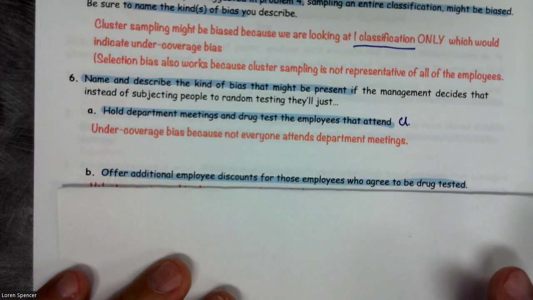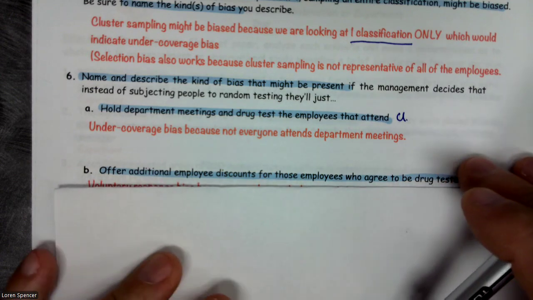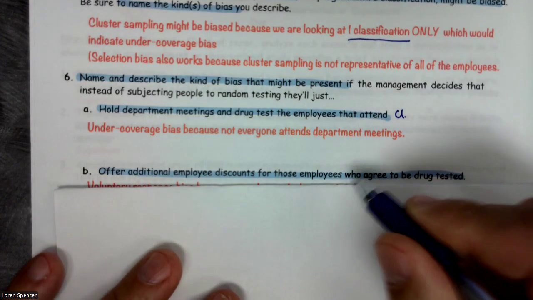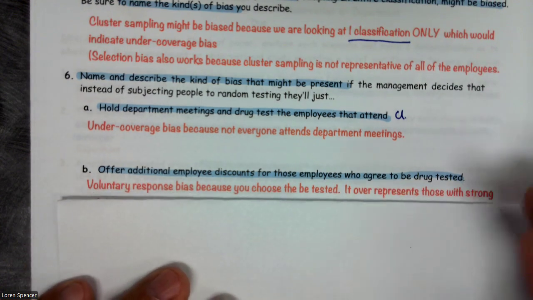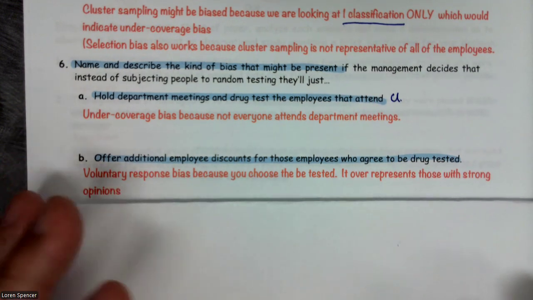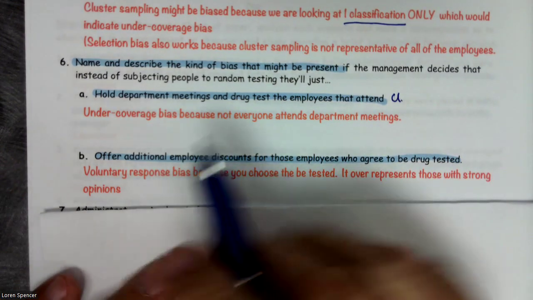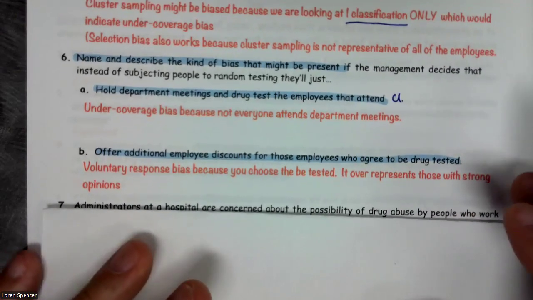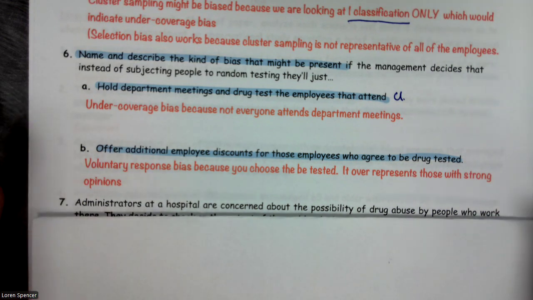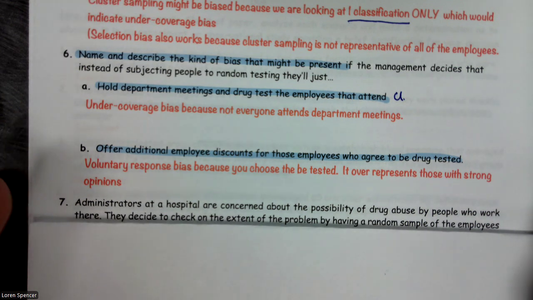Offer additional employee discounts for those who agree to be drug tested. Well, once again, if you choose to do it, that means you're volunteering. Oh, I'm going to volunteer. Voluntary response bias, because you choose to be tested. And by the way, who's going to choose to be tested? It's going to overrepresent those with strong opinions, those who are not using drugs. It's like, oh yeah, I volunteer. Why? Because I'm not using drugs. Or maybe I volunteer and I am using drugs because I want to get fired, but really, most people are not going to volunteer unless they're not using drugs.